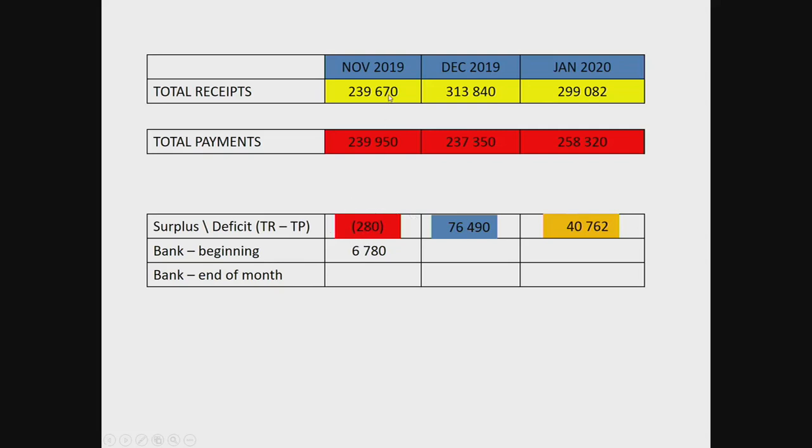Why? Because the payment was more than the receipts, but those two figures are surplus because my receipts are more than the payments. Okay. So now we're following a principle where it says the closing balance of November will be the opening balance for December. And then the closing balance for December will be the opening balance for January.